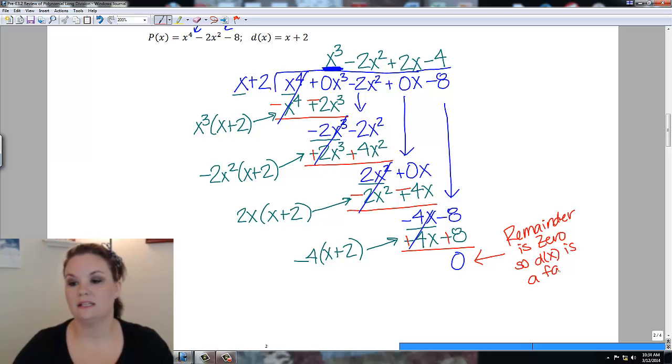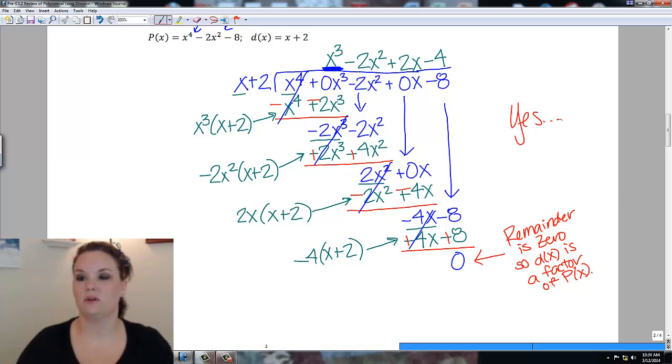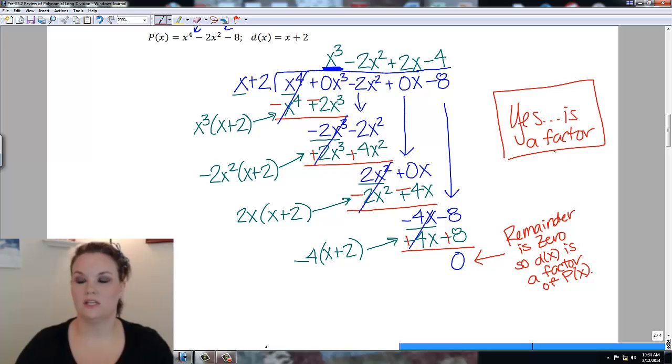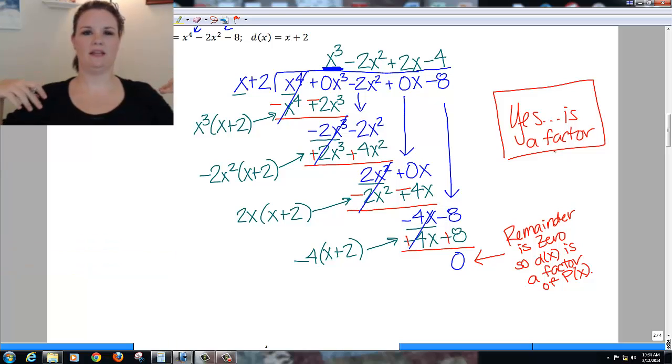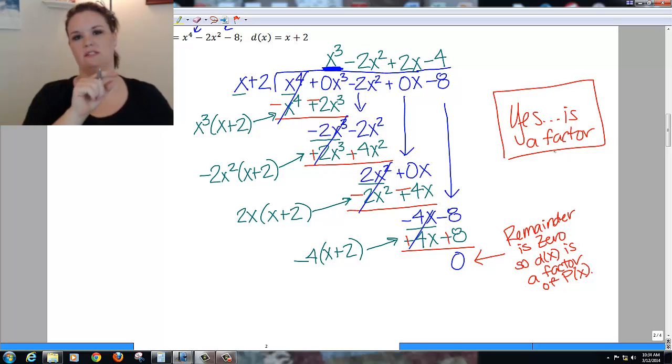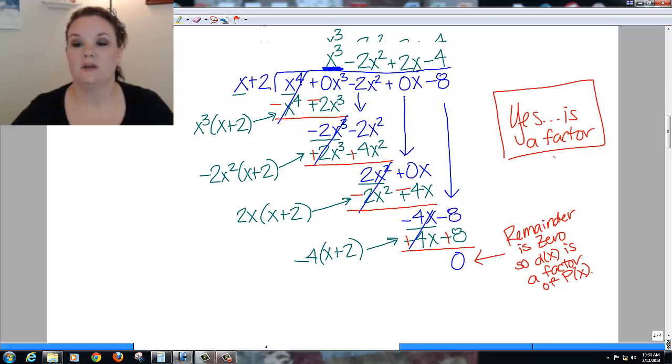So d of x is a factor of p of x. So I'm just going to put up here, yes, is a factor. On your homework, if you just say yes, I think in my math lab it gives you two choices. It says, is this a factor? And you just check yes or no. All right. So I know it's a factor.